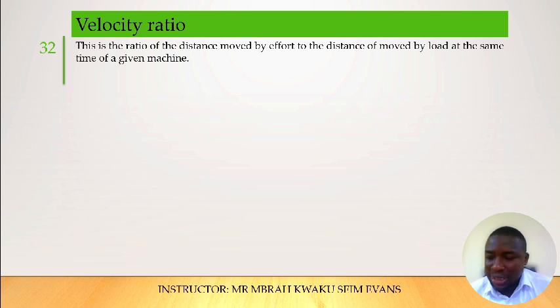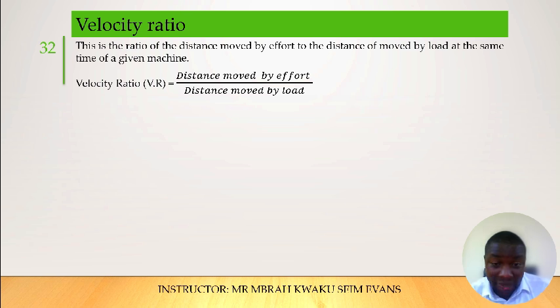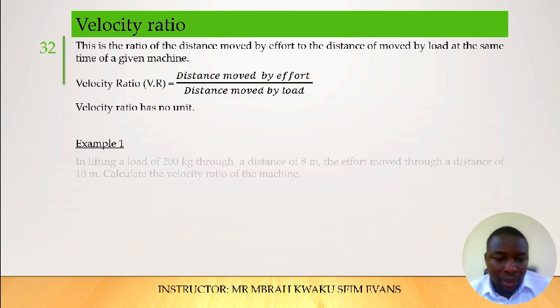Mathematically, velocity ratio is equal to distance moved by effort over distance moved by load. That will give you the velocity ratio. Similarly to the mechanical advantage, velocity ratio has no unit. Example number 1.